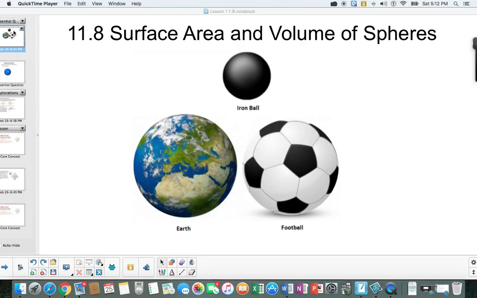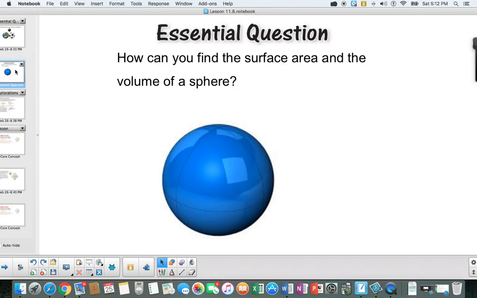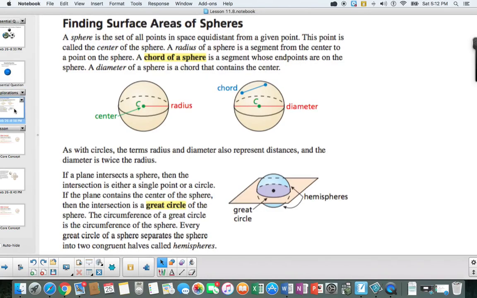11.8 Surface area and volumes of spheres. Essential question: how can you find the surface area and the volume of a sphere? Let's take a look at the vocabulary for spheres.